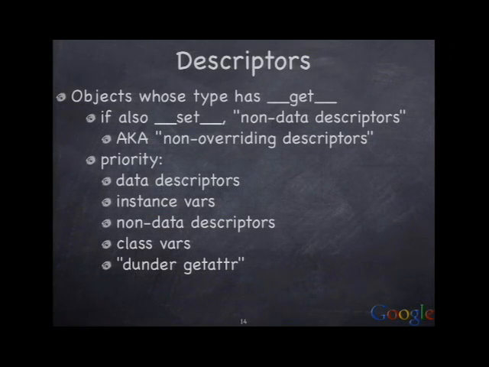Otherwise, if the specific variable is in the instance, that is typically in the __dict__, then that is the result. Otherwise, a non-data descriptor, if present, will be used. Otherwise, a variable of the class, if present, that wasn't a descriptor, will be used. And then finally, that's where you get to __getattr__.